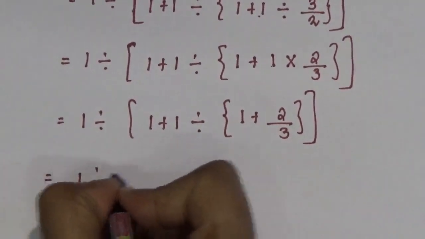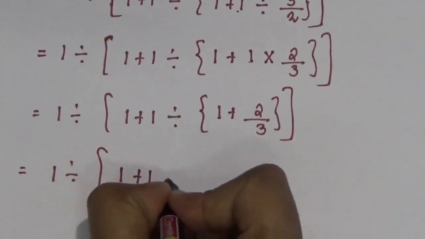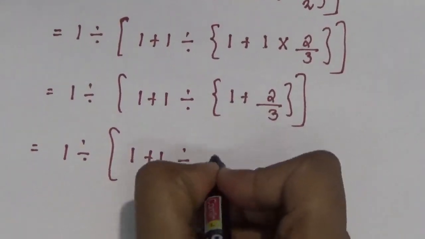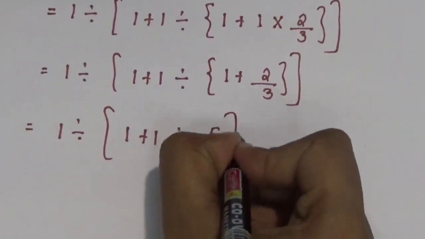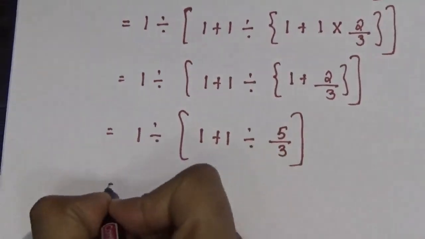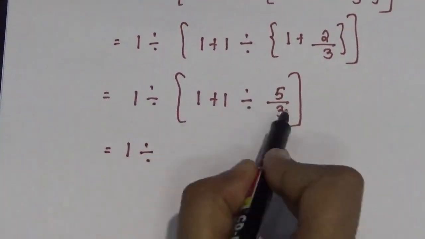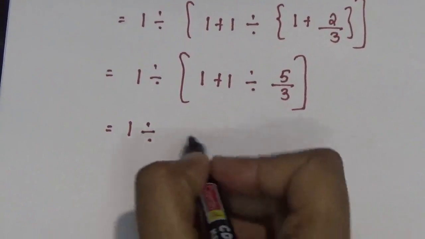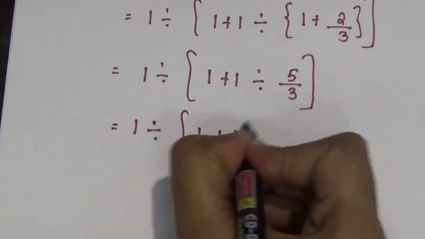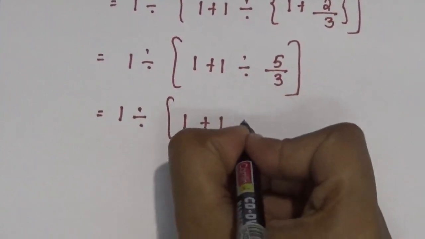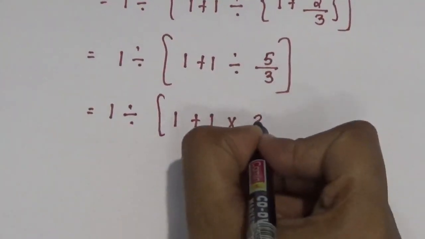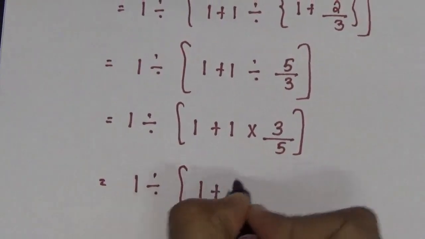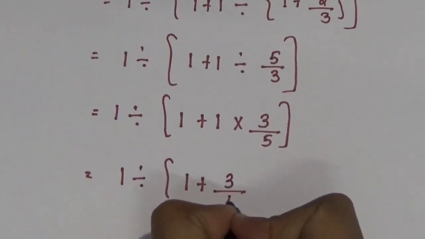Now 1 divided by the square bracket, 1 plus 1 divided by, now what is 1 plus 2 by 3? 1 plus 2 by 3 is 3 plus 2 by 3, that is 5 by 3. So we have opened this bracket. Now in the square bracket we have two operations, plus and division. We'll do division first. This is division of a fraction, so we multiply by its reciprocal. The reciprocal of 5 by 3 is 3 by 5. So 1 plus 1 into 3 by 5 is 3 by 5.